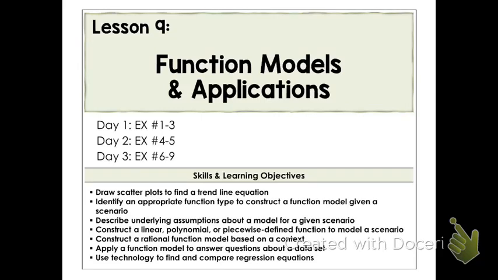All right, lesson 9, function models and applications. So here we're going to draw scatter plots to find a trend line equation, identify an appropriate function type to construct the function model given a scenario, describe underlying assumptions about a model for a given scenario, construct a linear, polynomial, or piecewise defined function to model a scenario, construct a rational function model based on a context, apply a function model to answer questions about a data set, and use technology to find and compare regression equations.